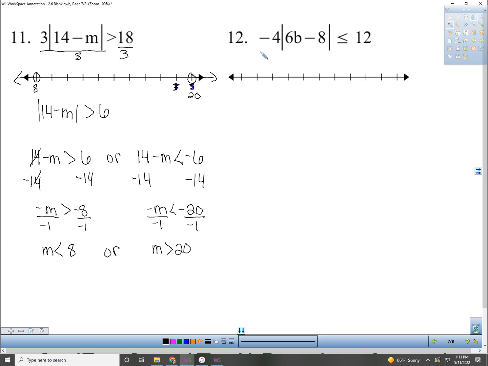All right, so for the last one, you need to divide by this -4, which is going to flip that symbol around. So we have the absolute value of 6b minus 8 is greater than or equal to -3. Okay, so I see that negative over there. When is a positive number bigger than a negative number? That would be never.